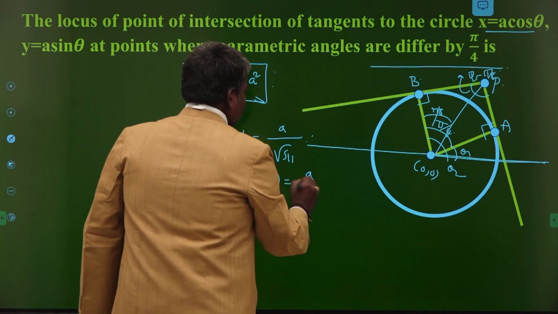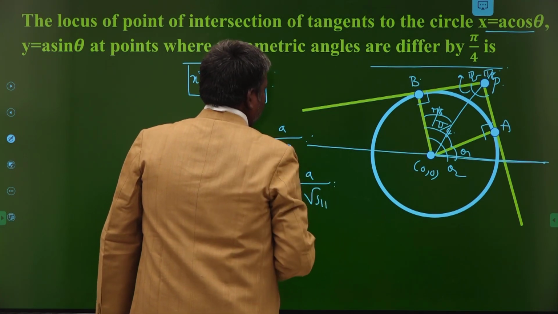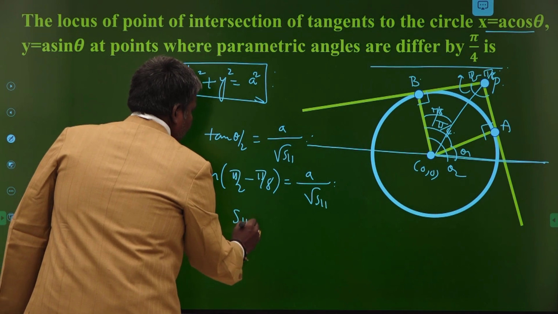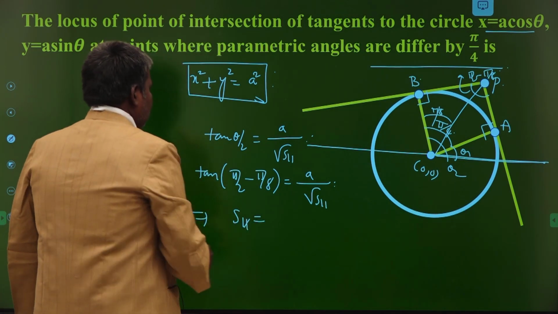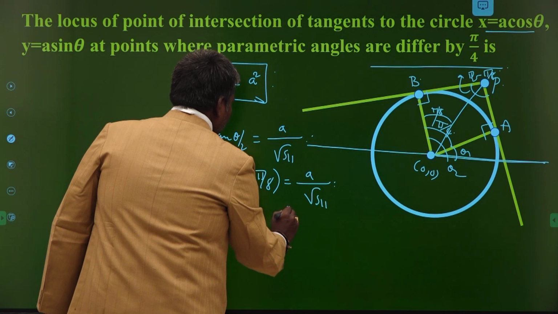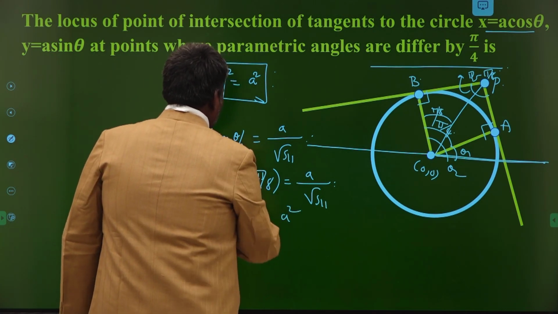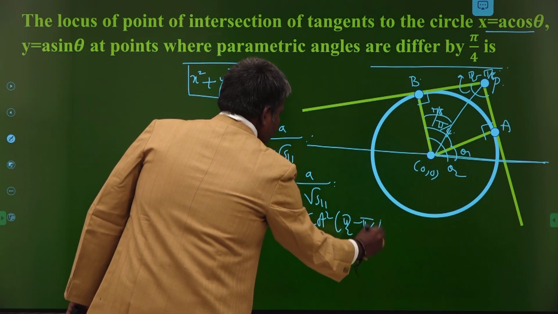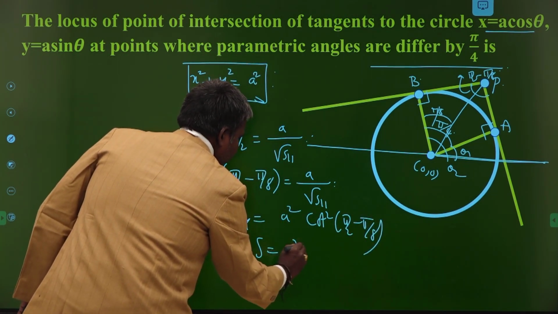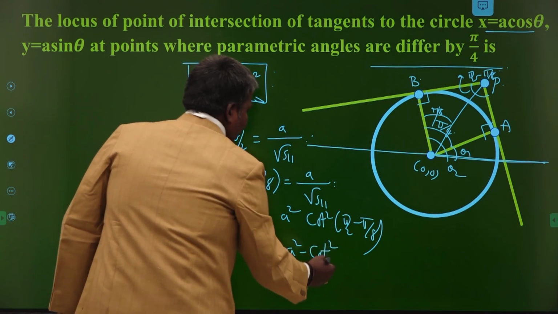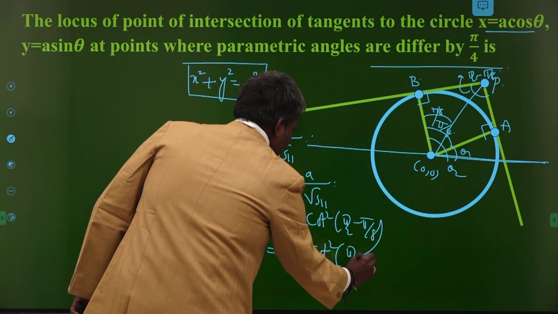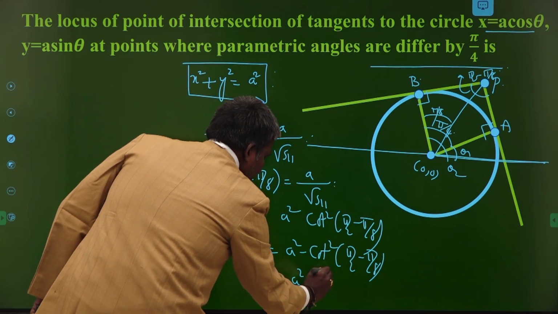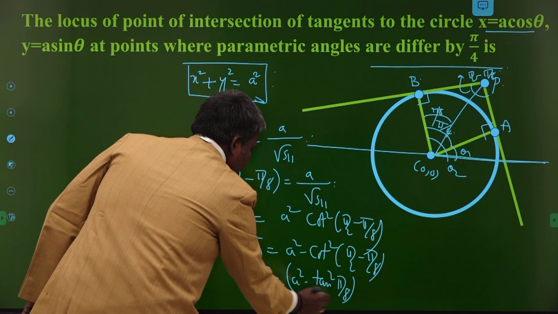This is nothing but a by root S11. This implies the locus is what now? S11 is equal to, when you are writing the locus, this becomes S. S is a square cot square of pi by 2 minus pi by 8. That is, S is equal to a square cot square of pi by 2 minus pi by 8. This is S is equal to a square tan square pi by 8. This is your required locus.